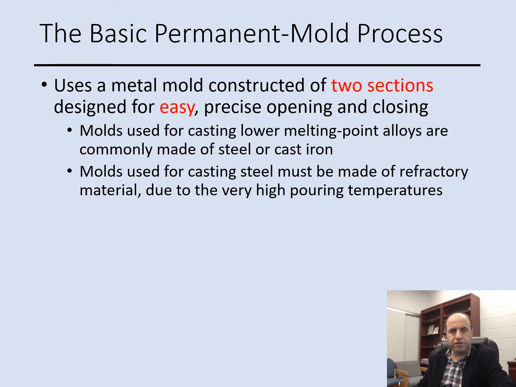The permanent mold process uses a metal mold constructed of two sections designed for easy and precise opening and closing. We use steel or cast iron for the mold if we want to cast alloys with lower melting temperature. If we want to cast steel, then we have to use refractory material, because steel has a high melting temperature.